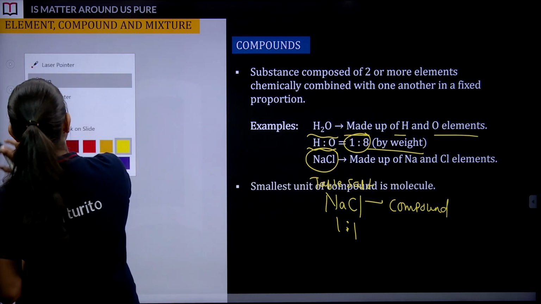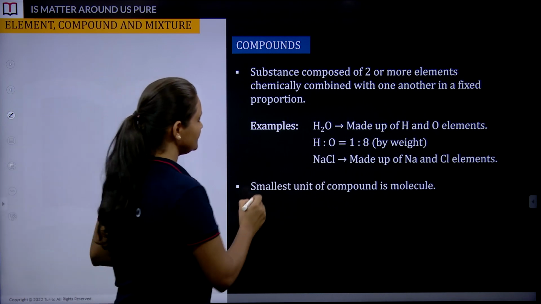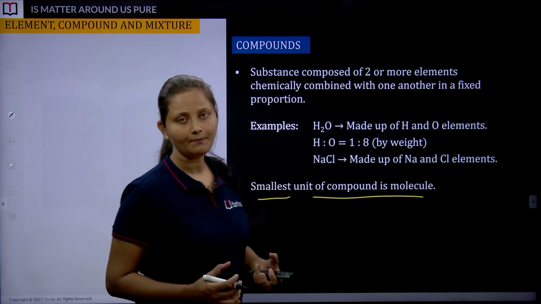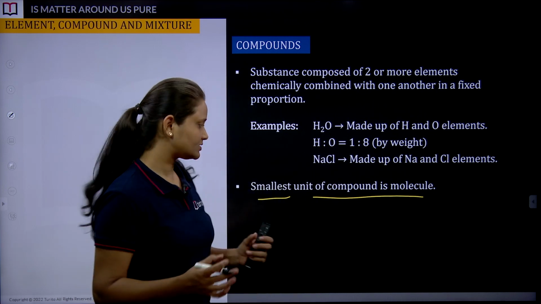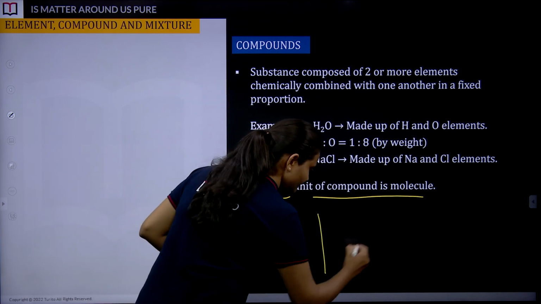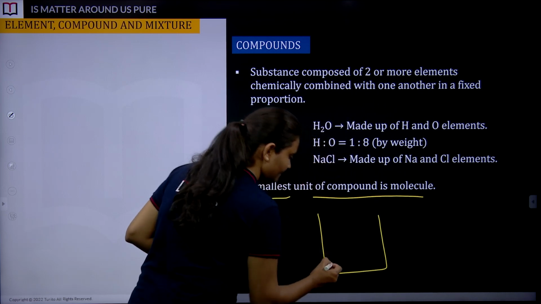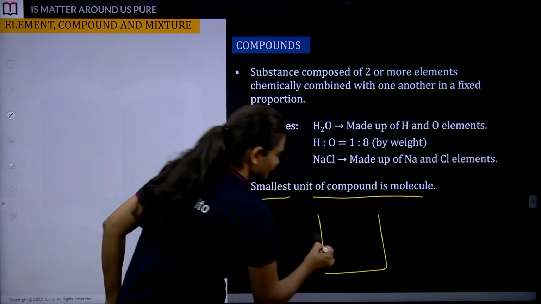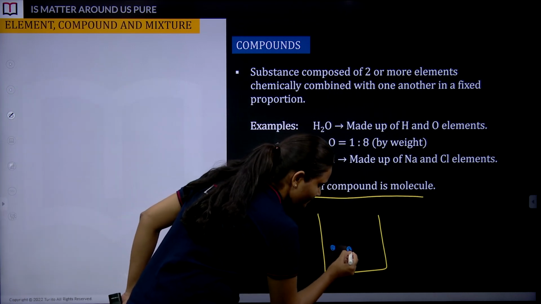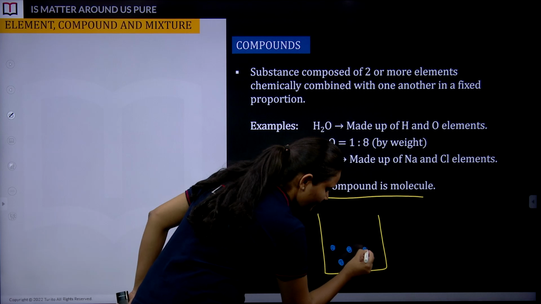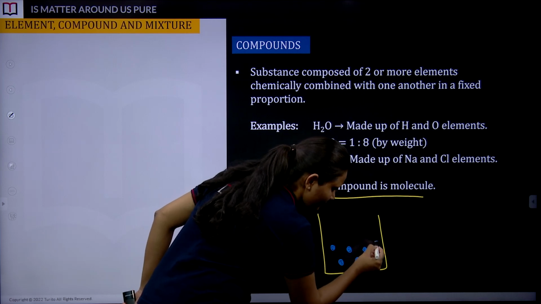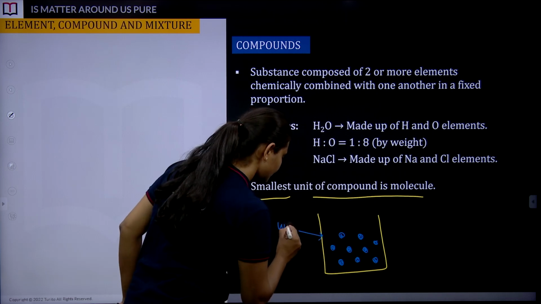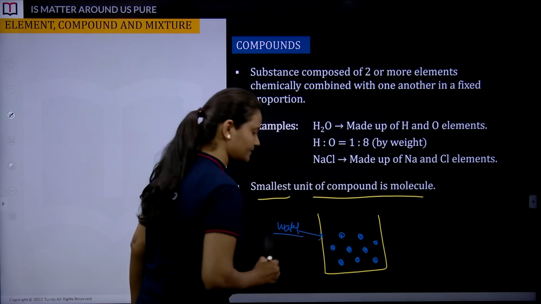Again, the next property which we have to understand is the smallest unit of compounds. So what is the smallest unit of a compound? It is a molecule. How? I'll explain. Suppose I have taken water. So these are some water molecules. Just now we have seen water is nothing but a compound, which we have taken in a beaker.